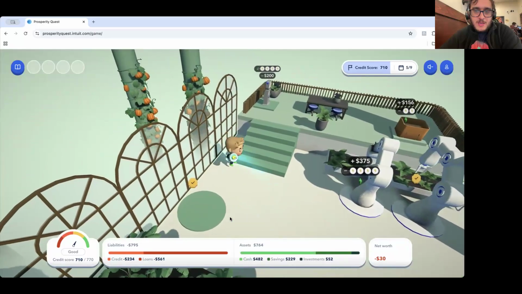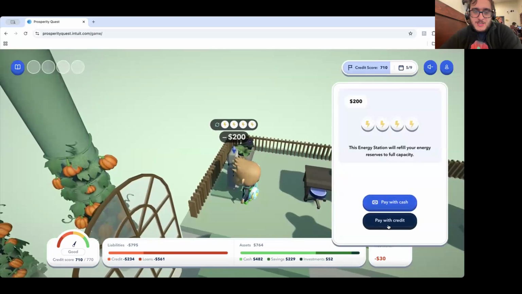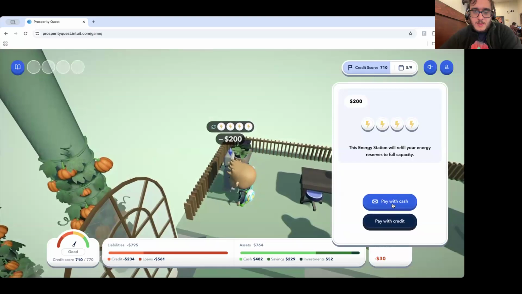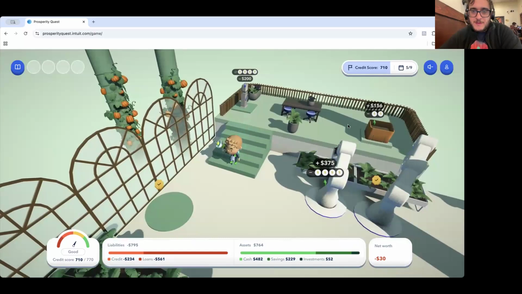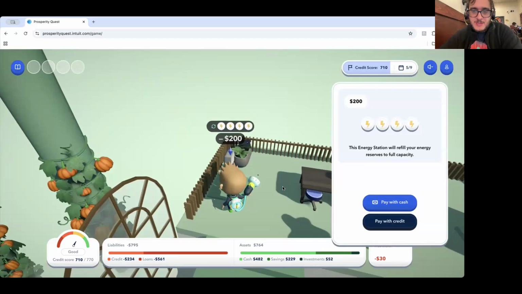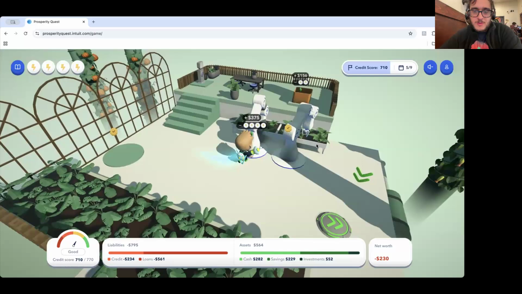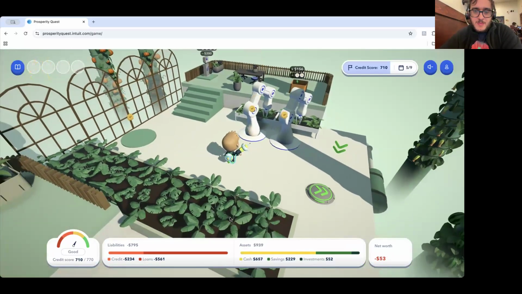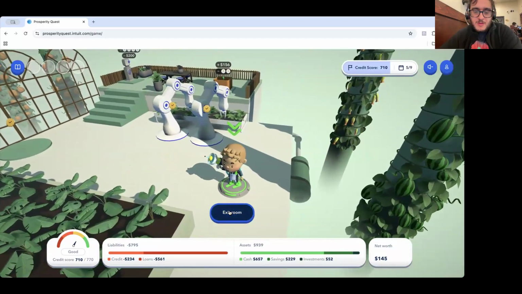Now I want to continue making more money here. So let's do this. Pay with cash or pay with credit. Let me think. So it's $200 to pay this. I get 375 if I do that. So it'll be net, I'll make money. So I'm gonna pay cash. Okay. And then now I've earned more. Complete job. Amazing. Cool. Great. We're rocking.